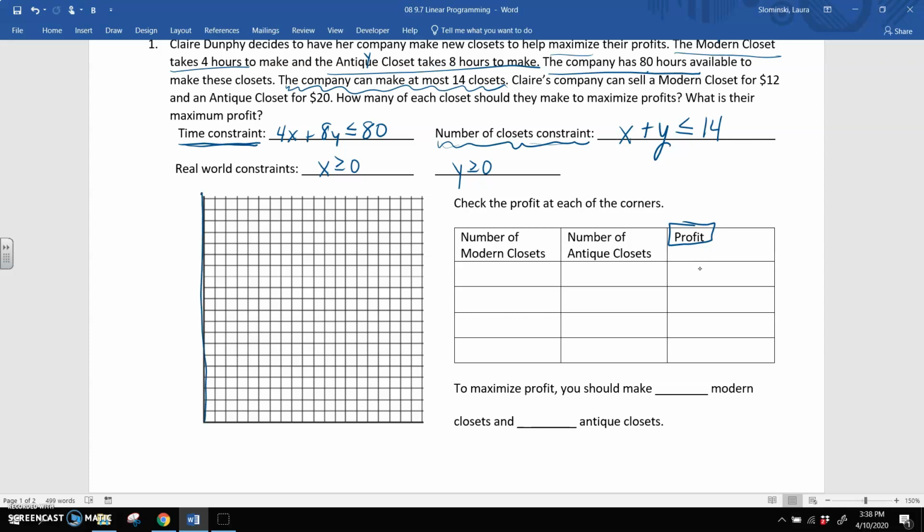Well, x is greater than or equal to 0. Remember, that would be a vertical line here, and we shade everything to the right, which means the first quadrant. Y greater than or equal to 0 would be here. Everything there. Okay? Now, again, this axis is the modern closets. This one is the antique closets, because that's my y-axis.